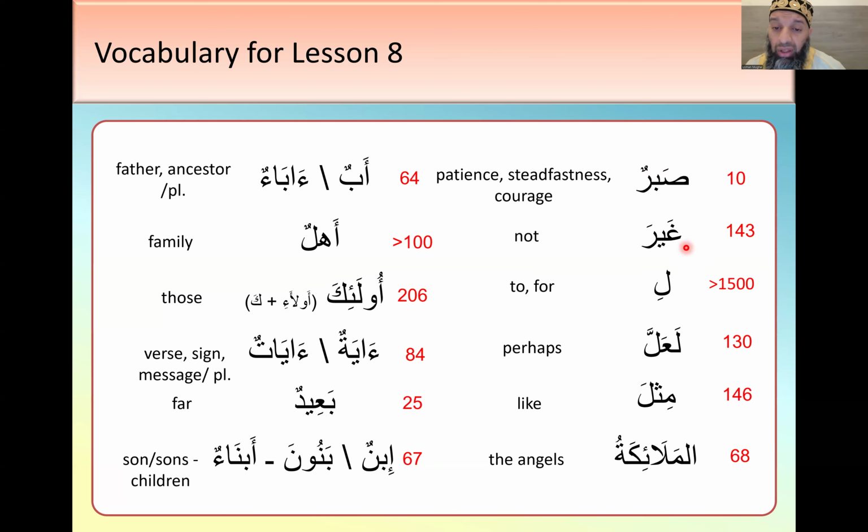Okay, next one. غير. غير means not. غير المغضوب عليهم, not of those who earned your anger. غير means not. 143. Li, to or for. This is when it attaches to the start of the word, like للكافرين, للمسلمين, للصادقين, لله. Yeah, to or for, as in belonging, for Allah, belongs to Allah, etc. Like that. لعلك, perhaps.